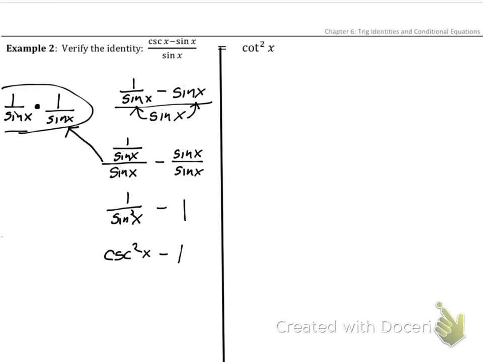So this is the time where we need to use one of those Pythagorean identities. And what's that going to equal? Cotangent squared. Isn't that what it's supposed to equal? All right, cotangent squared x, which equals cotangent squared x. We're done with that guy. So if you run out of stuff to do, break apart your fraction. If you run out of stuff to do, maybe you'll have to push your fraction together.